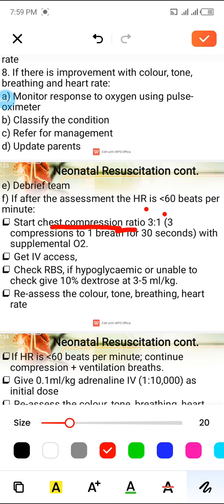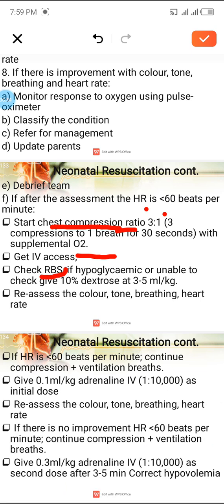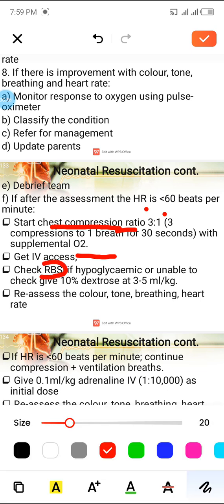Other things that you can provide is IV access, meaning you can cannulate the baby so that you provide fluids, or for drugs, because you're supposed to give drugs here. We'll look at the drugs below that you should be able to give. Then you can also do a random blood sugar, which is RBS, where you are checking the blood glucose levels.